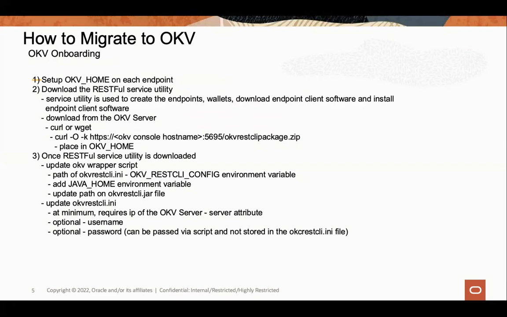Once the RESTful service utility is downloaded, we must update the OKV wrapper script. The OKV wrapper script is a bash script that sets a few environment variables and calls the okvrestcli.jar file. Also, we need to update the okv_restcli.ini config file, which is where we specify the OKV server IP, OKV username and password if we choose to use those, the REST user, client wallet, profiles, etc.